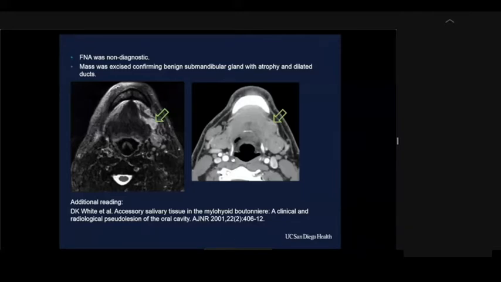In this case, good news for the patient. This was a benign process, but again, with retrospect, looking for all your fat planes can help you identify prospectively when there's an anatomic variant in the setting of our cancer patients.